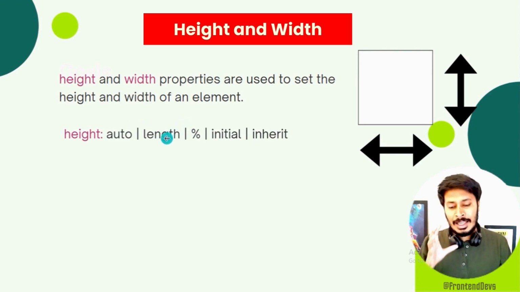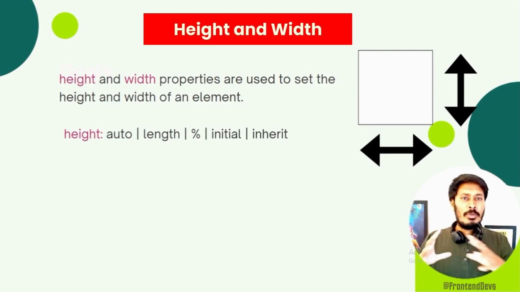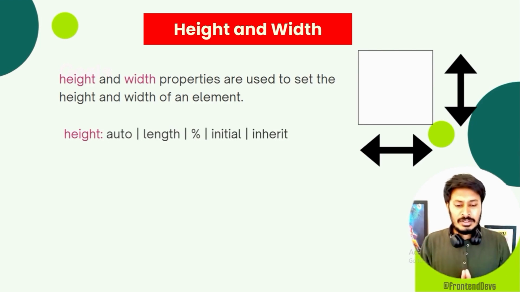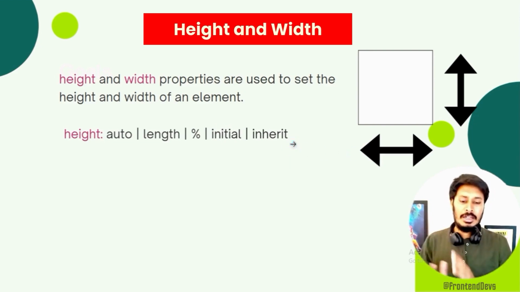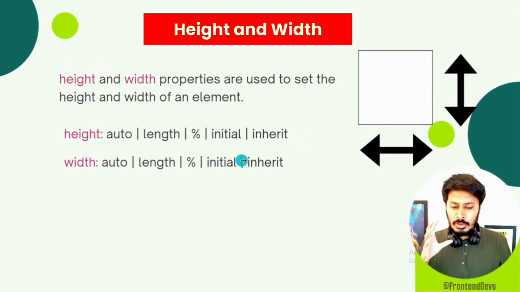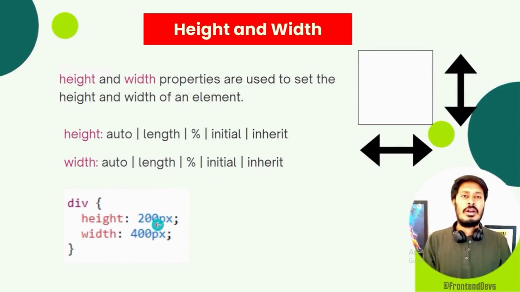Then we can go with a length. Either we can go with pixel or centimeter. Those are the different units. We can go with a percentage, and it will be based on the width of our parent element or the width of our screen. We can go with a value like initial. It will take the initial height, and we can inherit the height and width from the element's parent. For width we have the same properties, and we can set it something like this. For a div element, we can set the height to anything, and the width could be 400 pixel.